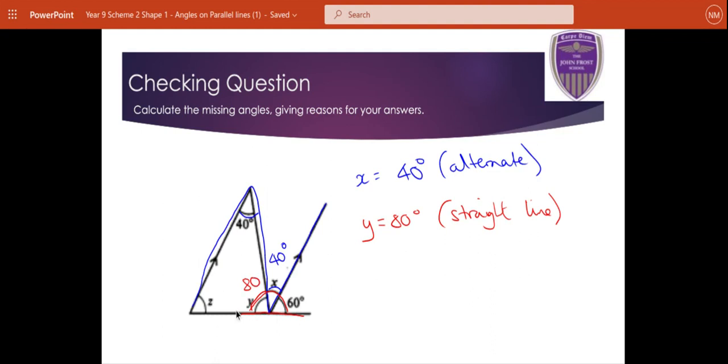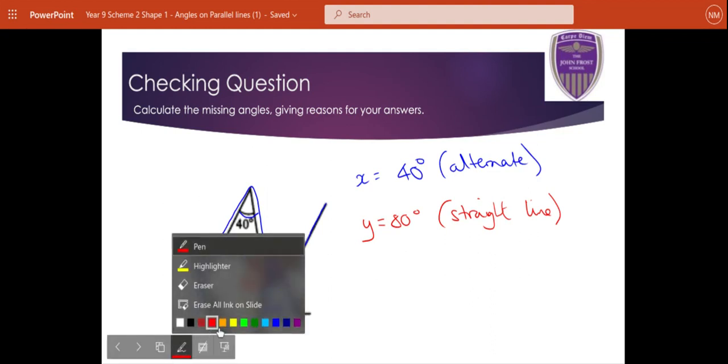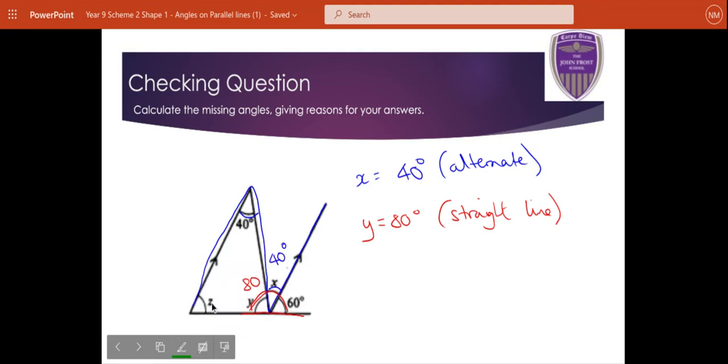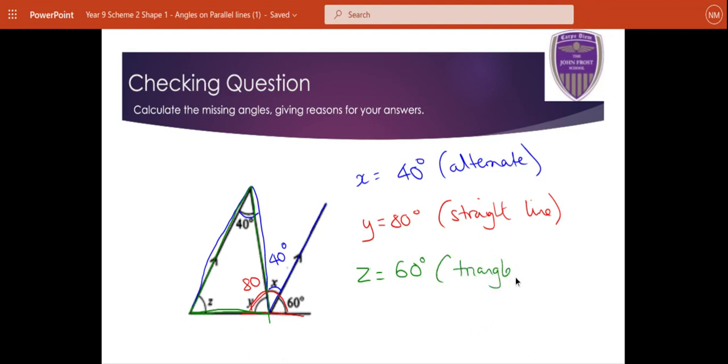Now I just want you to have a look at the triangle. If we have a look at this green triangle that I'm about to draw around, there's three angles in a triangle. Hopefully you remember that angles in a triangle add up to 180. We already know two angles, so all you need to do is 180 take away the two that we already know. So 180 take away 120 is 60. And the reason you can put in brackets is just triangle.